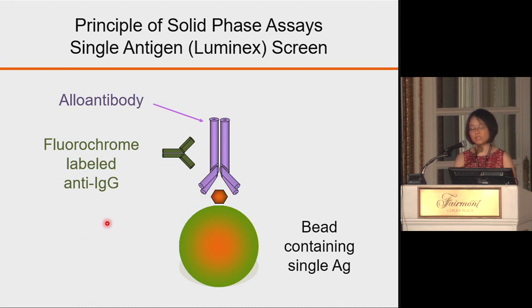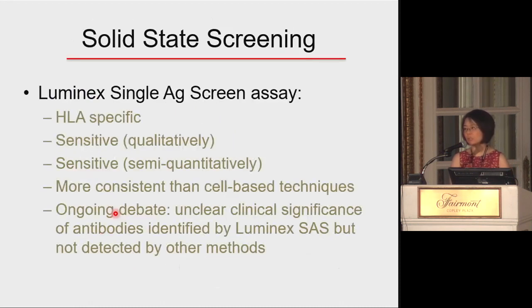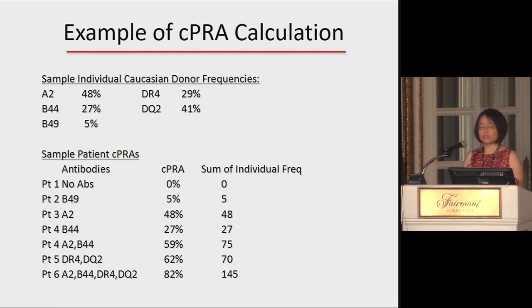So this is a very nice assay where you can multiplex and do multiple testings. It's extremely sensitive. It's more consistent than the cell-based techniques we just talked about. But there's ongoing clinical debate about this because it's unclear what the clinical significance is of these antibodies that are identified by this highly sensitive test, but not detected by other methods like our cross matches. And we'll get to that subsequently. Okay, so how do I actually calculate the CPRA level?